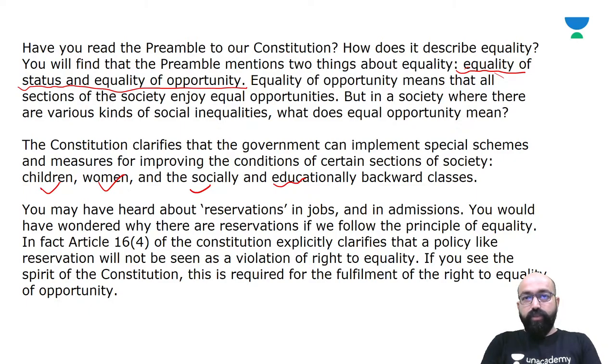So, we have already heard about reservations in jobs and in admissions. We may have wondered why there are reservations if we follow the principle of equality. In fact, Article 16, Clause 4 of the Constitution explicitly clarifies that a policy like reservation will not be seen as a violation of the right to equality. If we see the spirit of the Constitution, this is required for the fulfillment of the right to equality of opportunity.